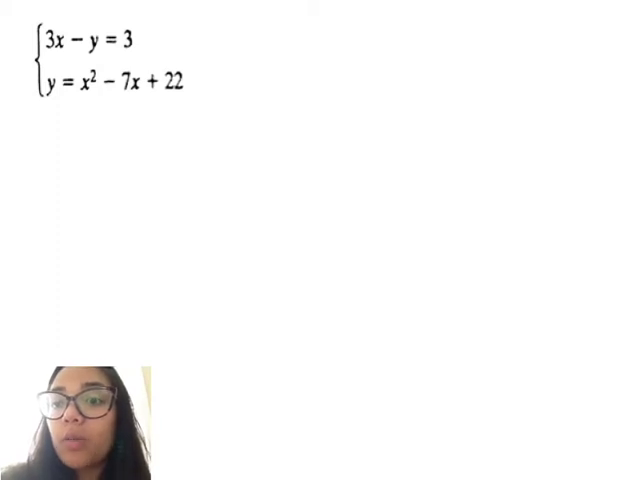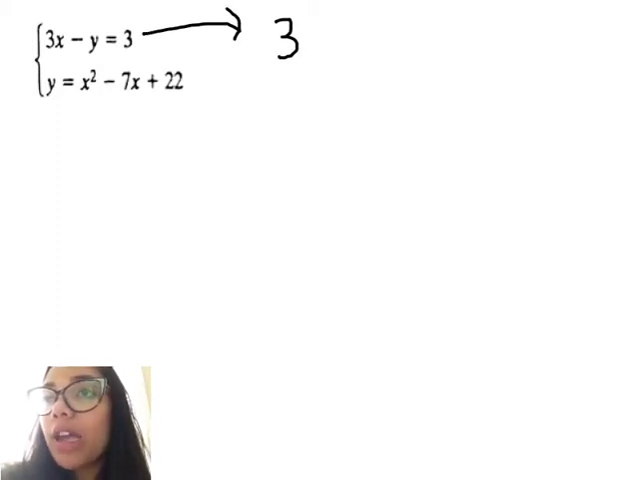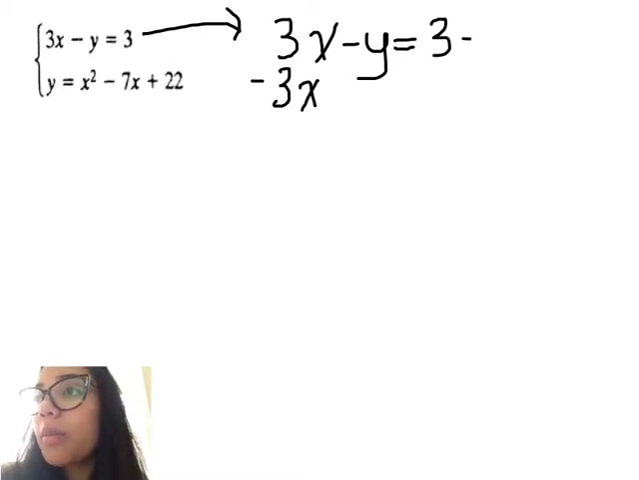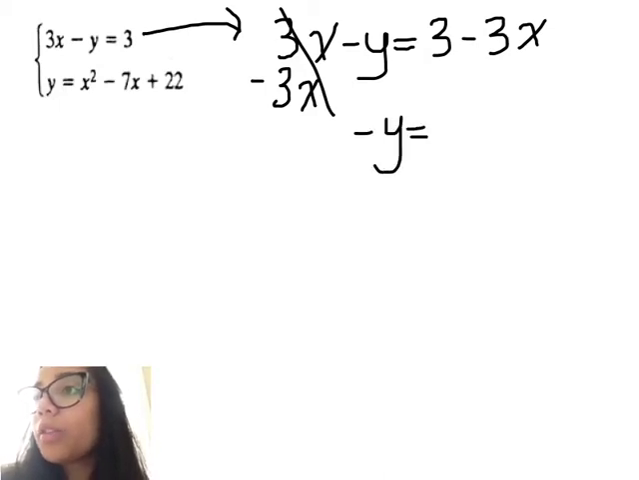You are going to make it equal up to y. So I'm going to solve for y. 3x minus y equals 3. So I want y by itself, so I'm going to subtract 3x from both sides. Minus 3x. So this goes away. And I have negative y equals 3 minus 3x.